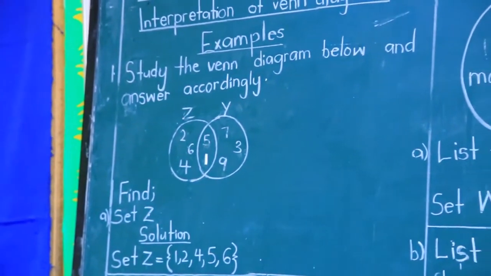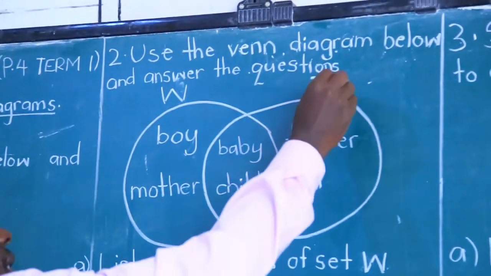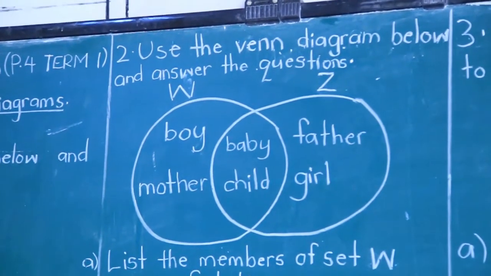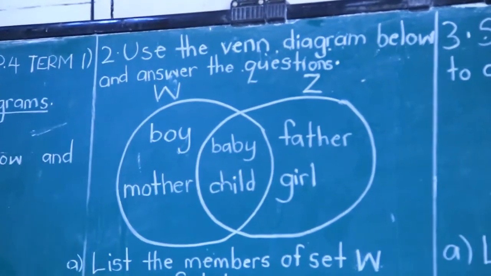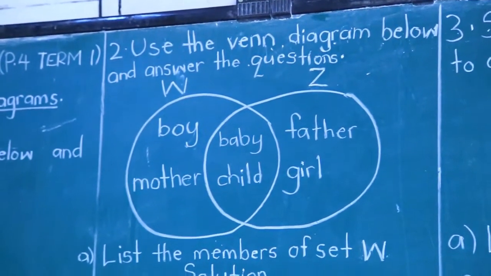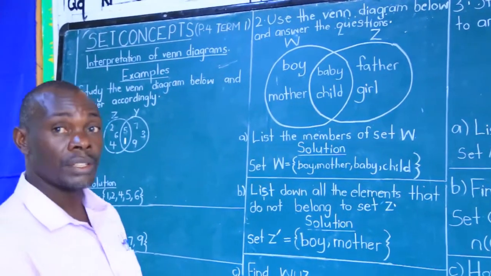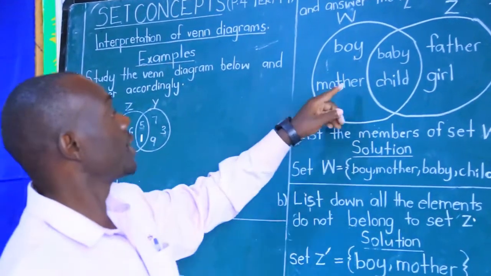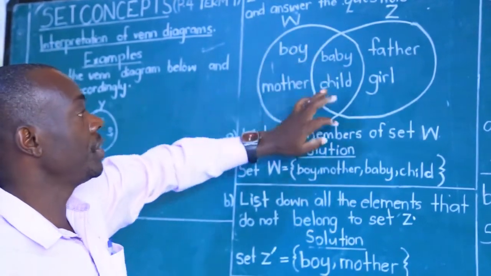So then we go to example number 2 today. Use the Venn diagram below and answer the questions. Now you have got the Venn diagram here. That Venn diagram is found on page 17 of that workbook of first term of your class P4. Now they are giving us set W and set Z. Set W has got members in this circle, that is boy, mother, baby and child.